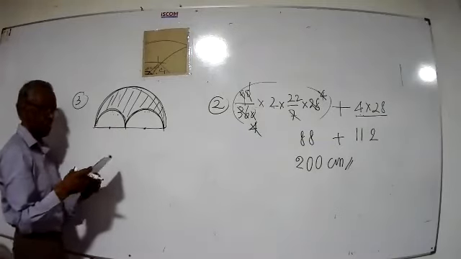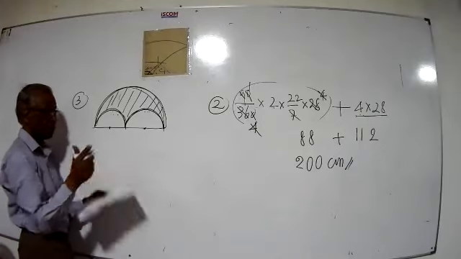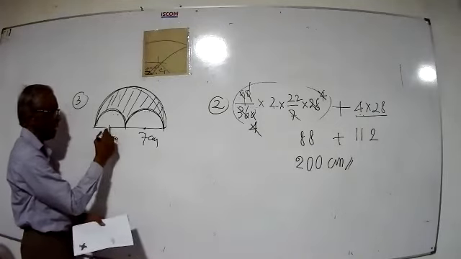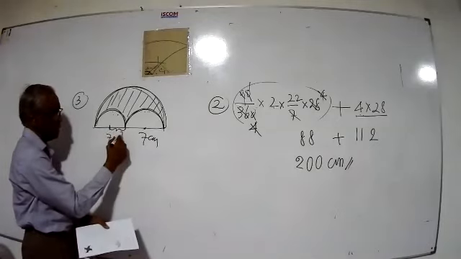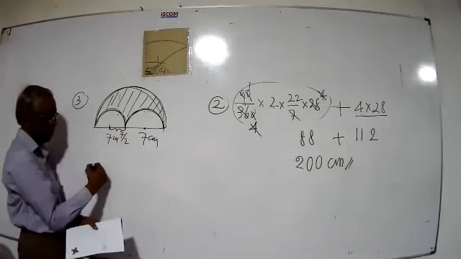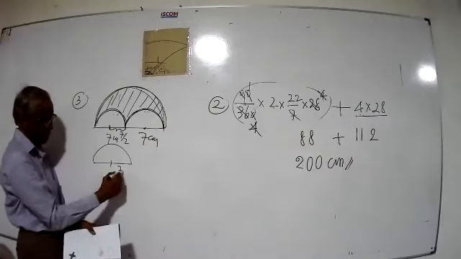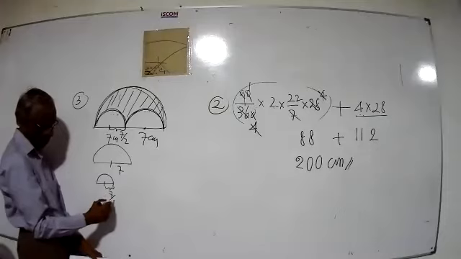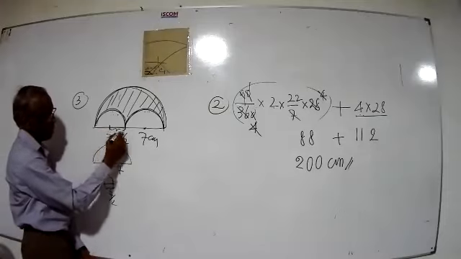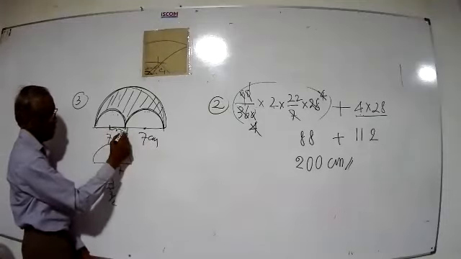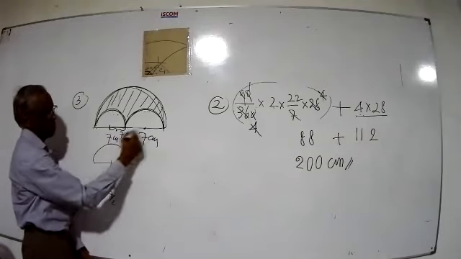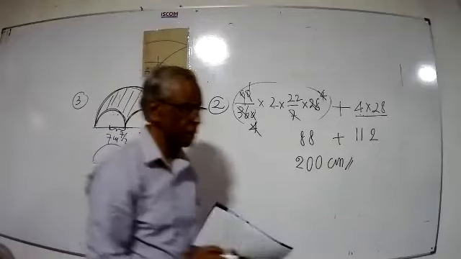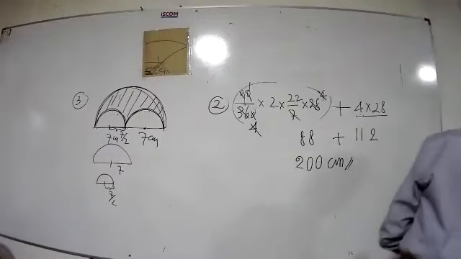What is the diameter? This is 7 cm. Therefore, the radius of the small circle is 7/2, and the radius of the large circle is 7. One is greater than the other, so you can write it clearly.